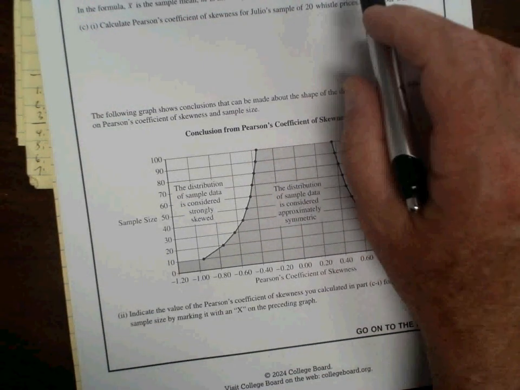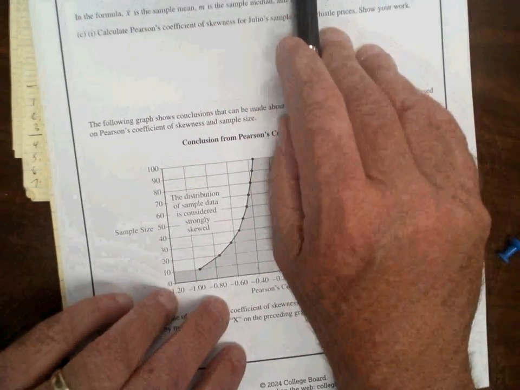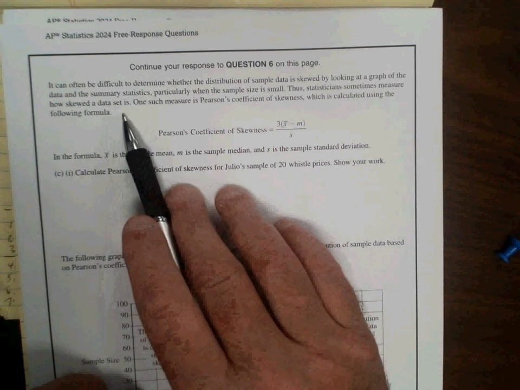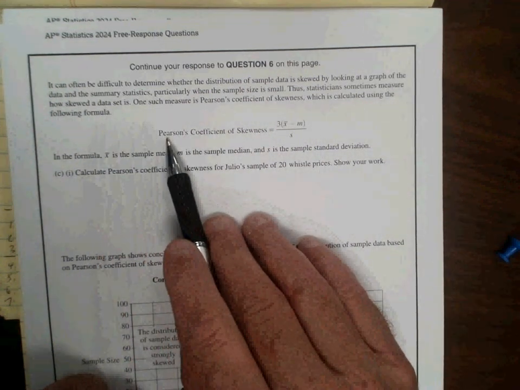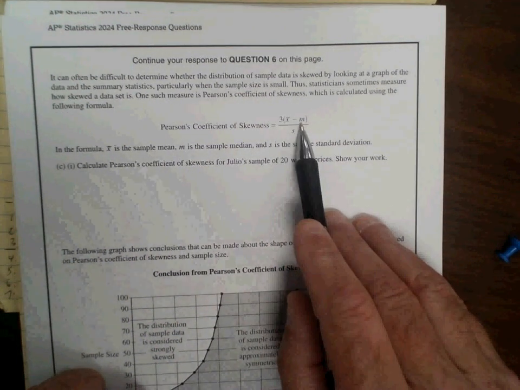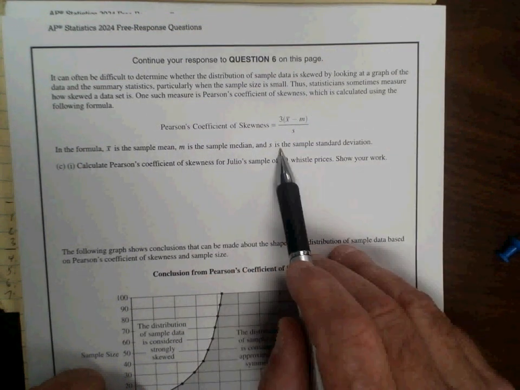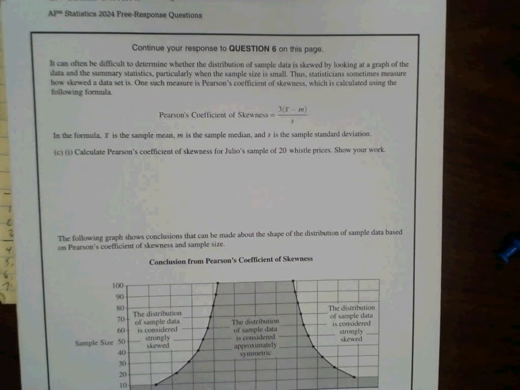It can often be difficult to determine whether the distribution of sample data is skewed by looking at a graph of the data and the summary statistics, particularly when the sample size is small. Thus, statisticians sometimes measure how skewed a data set is. One such measure is Pearson's coefficient of skewness, which is calculated using the following formula: 3 times the sample mean minus M, over S, where M is the sample median and S is the sample standard deviation.